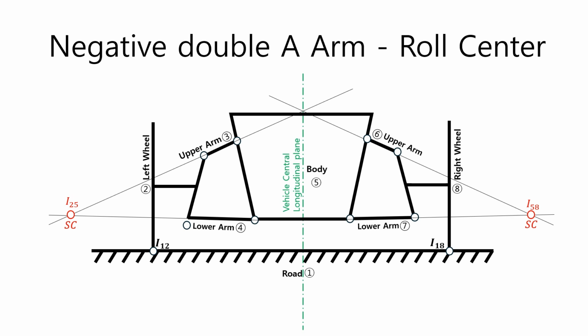Finally, if you connect instant center I12 and instant center I25 with straight lines and connect instant center I18 and instant center I58 with straight lines and find the intersection of these straight lines, instant center I15, this is the roll center. Just like the positive double A arm, the roll center of the suspension that is symmetrical on both sides is located on the central longitudinal plane of the vehicle. Unlike the positive swing arm suspension, the swing center of the negative swing arm suspension is formed outside the wheel, and the roll center is located under the ground.